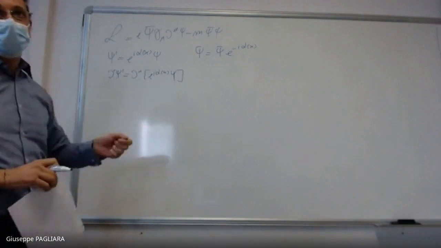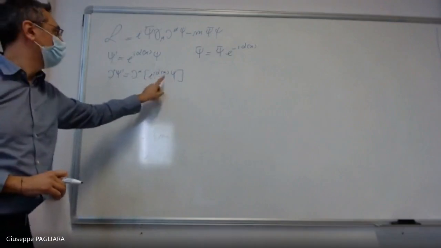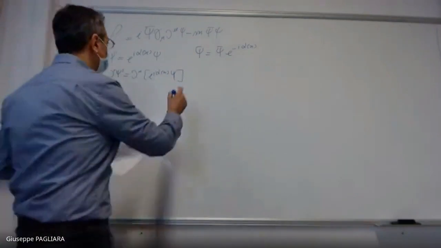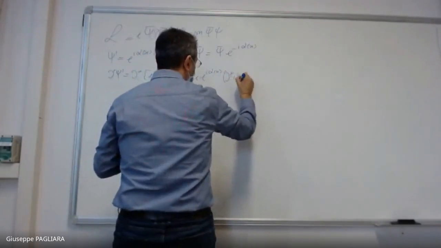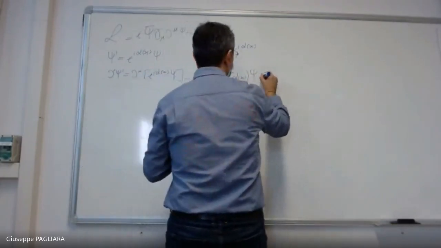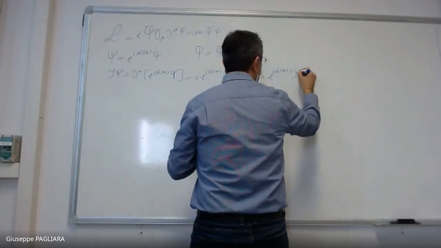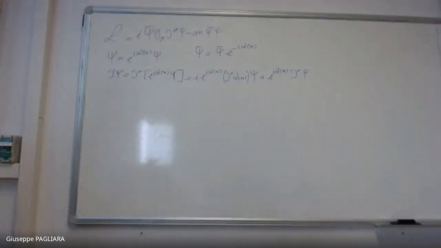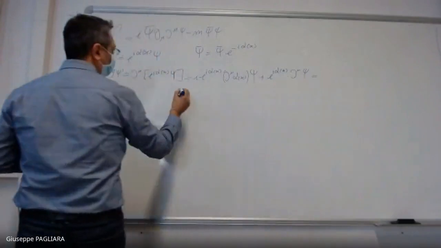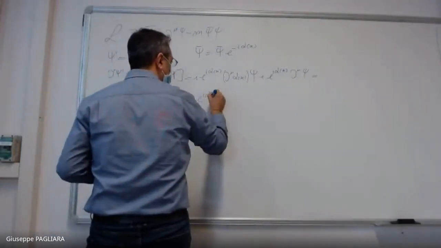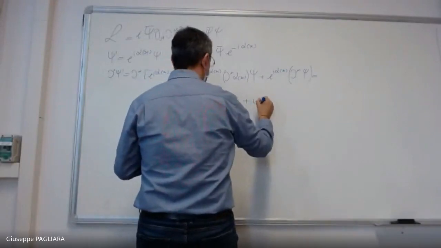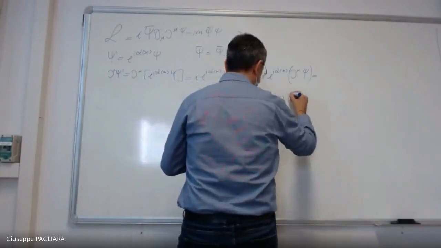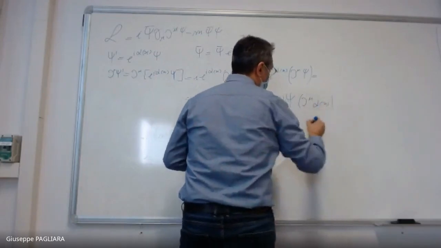Now, the question is that, different from before, we have x dependence also in the exponential. So this is the derivative of a product of two functions. So this is i e to the i alpha of x times the derivative of alpha of x times psi, plus e to the i alpha of x times the derivative of psi. Let me write it in a more useful way. First, e to the i alpha of x, the partial mu of psi, and then with the second term, plus i e to the i alpha of x psi and the partial mu of alpha of x. I just changed the order, but nothing changed here.